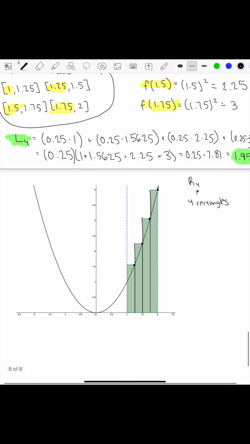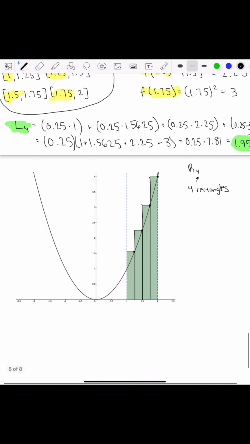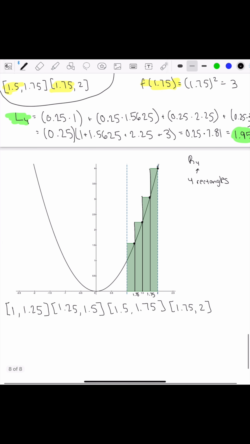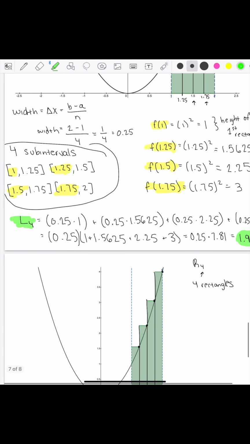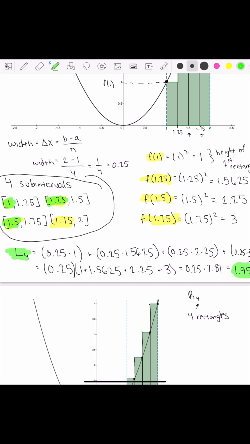We already know what our intervals are, because we're still doing the same from 1 to 2 divided into 4. So this is still 1.25, this is still 1.75. So our subintervals are still 1 to 1.25, 1.25 to 1.5, 1.5 to 1.75, and 1.75 to 2. But now we want to use the right endpoints. You don't always have to have a graph. If you write out your subintervals like this, it's really helpful, because now I want to use the right number in each of these intervals. In L4 we used the left side of each interval to do our heights. This time we're going to use the right.